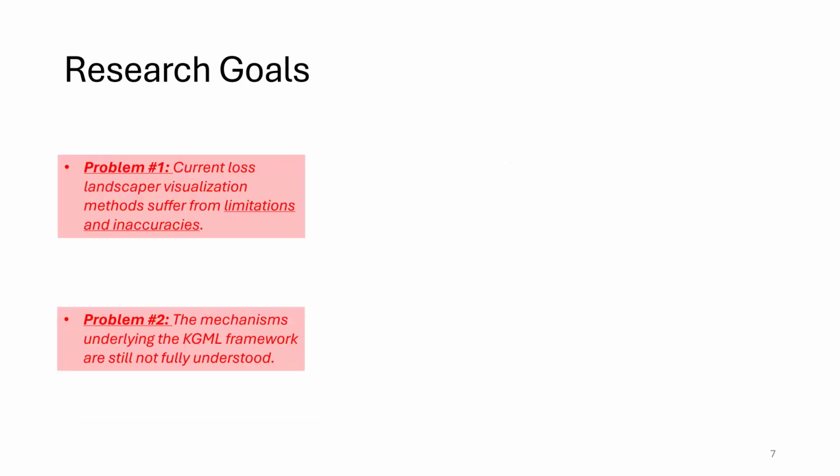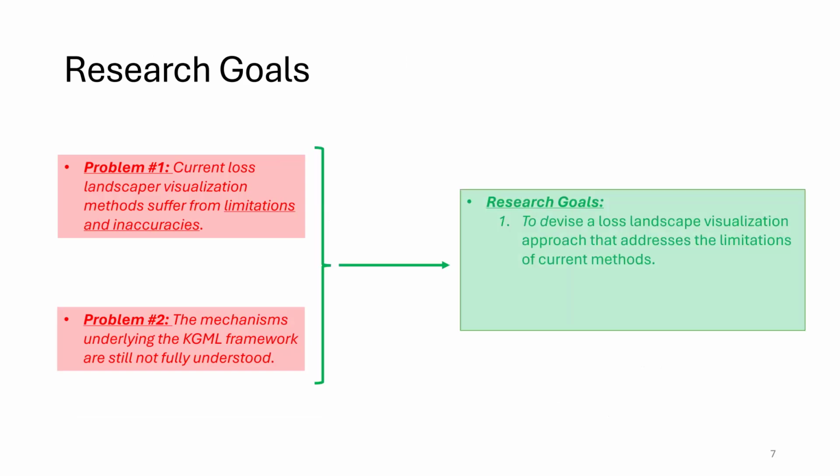So, given the two problems we just mentioned, our research here has two goals. First and foremost, we address the limitations of existing loss landscape visualization methods and devise a new approach to address these limitations. And second, we also prove the efficacy of our new method by applying it to some KGML models, thus gaining a better understanding of the framework's effect on the loss landscape.